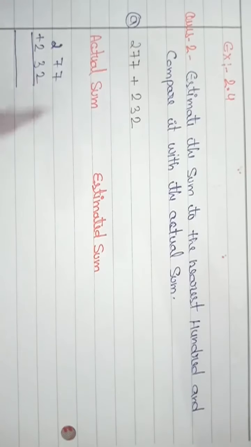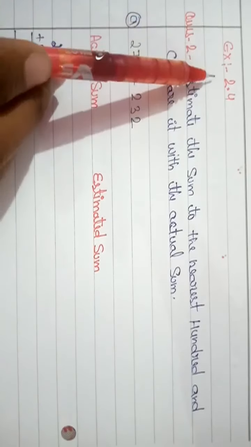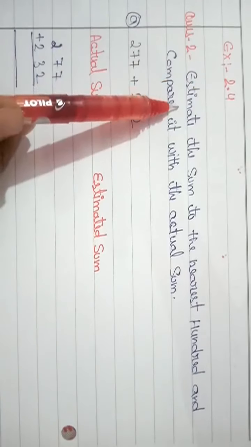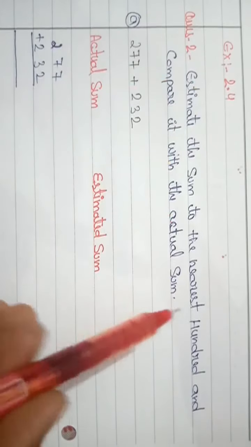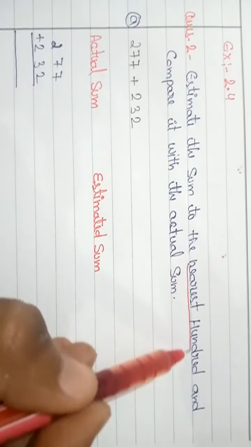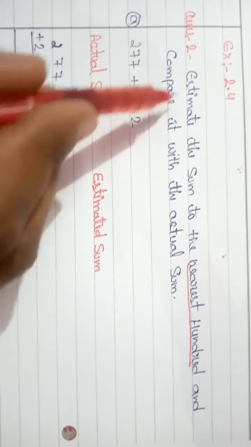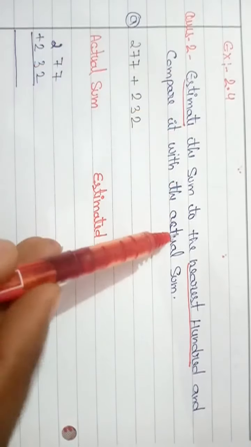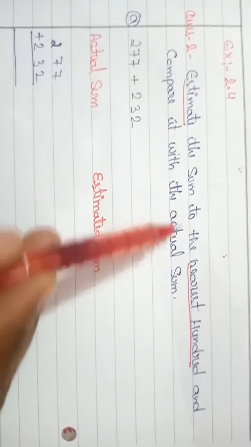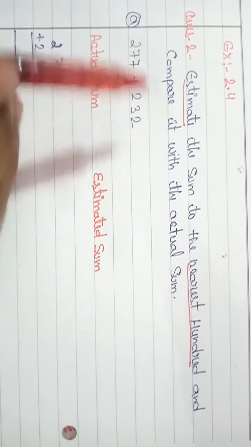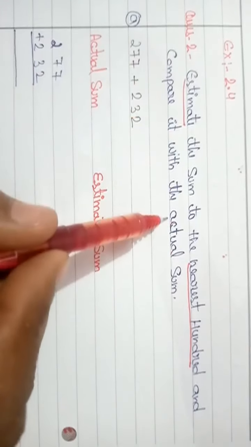Okay, any problem? Question number 2, exercise 2.4. Estimate the sum to the nearest 100. We will find nearest 100. Estimate निकालना है यहाँ पे. Estimate the sum to the nearest 100 and compare it with actual sum.